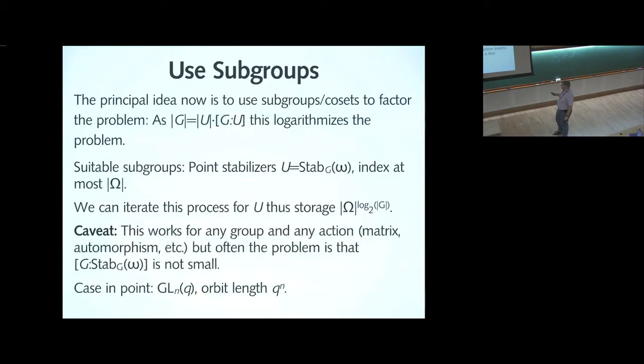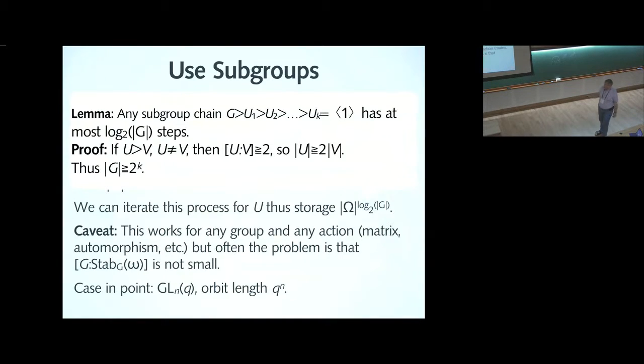And we can iterate this process. U is now a subgroup. It's again a subgroup acting on omega. We can now take a stabilizer of another point, and so on, and get an iterated storage of about size omega times log 2 of G. Why log 2 of G? Because if I have a chain of subgroups, at every step I must get smaller at least by a factor of 2, so I can have at most log base 2 of the order of G many steps there. And this works for any kind of group and any action.